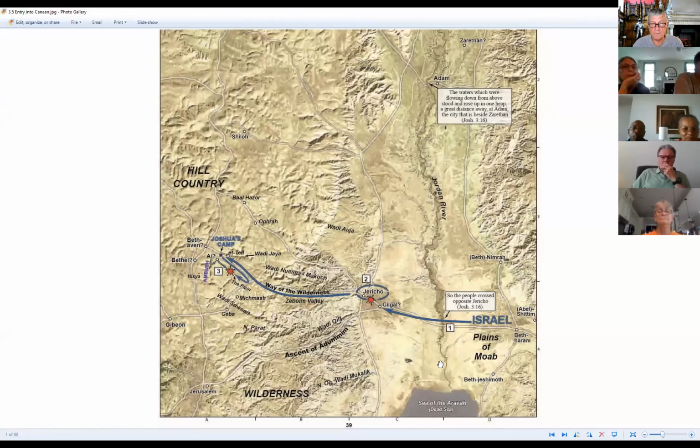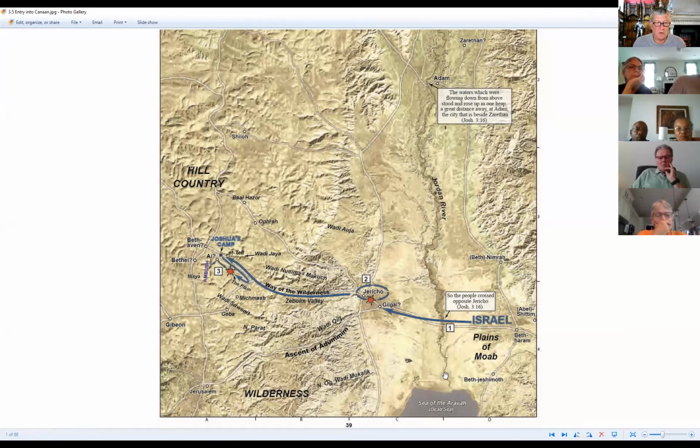So the capture of Jericho gave the Israelites their first real foothold west of the Jordan. Joshua's next goal was penetration into the Judean mountains. Let me bring that map back up again. So now we have a foothold in Jericho. Now we need to move up into the Judean mountains.